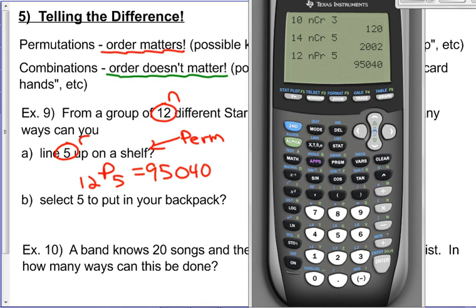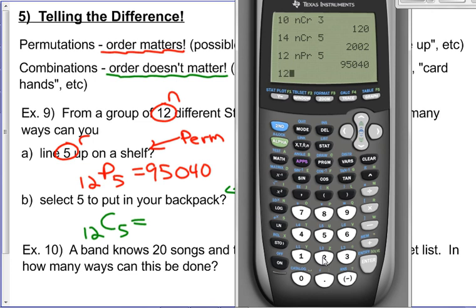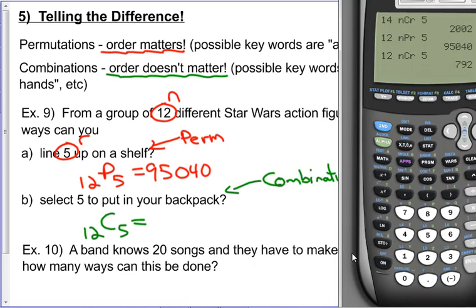Now, suppose instead you're just going to put 5 of them in your backpack. Does it matter which order you throw them in? No. They're just going in your backpack. So this is a combination. Order of the objects does not matter. So this would be 12C5. And again, we can run that through on the calculator and see what we get. There we go, 792. Far fewer possibilities if order doesn't matter.